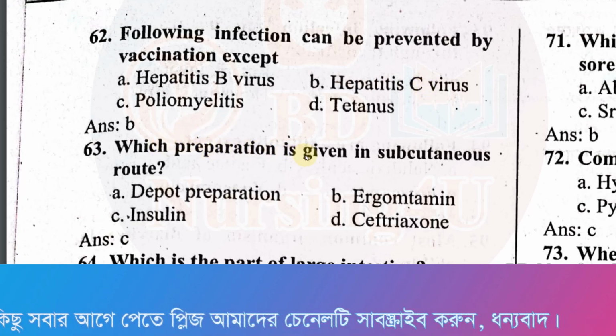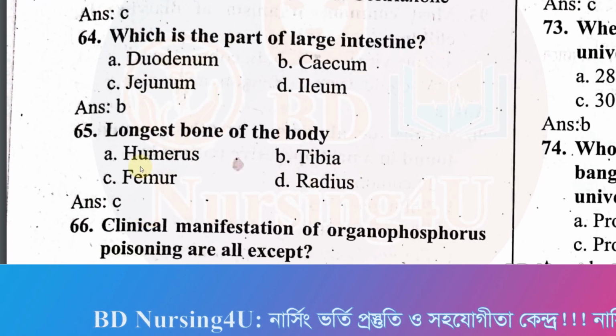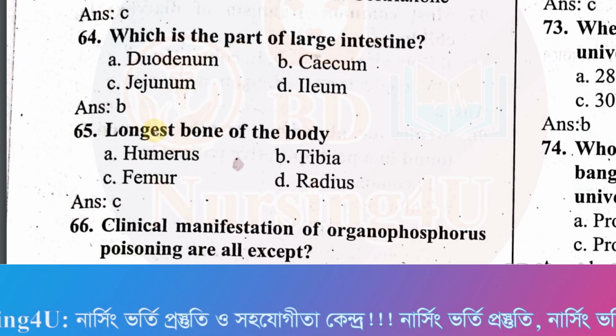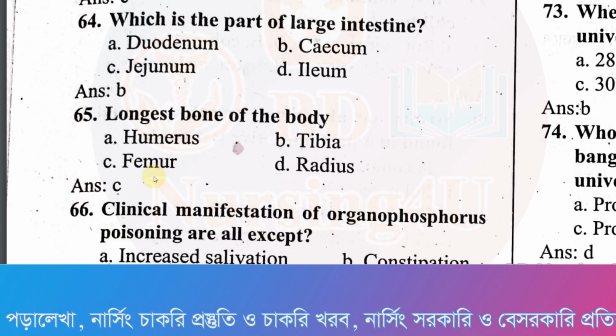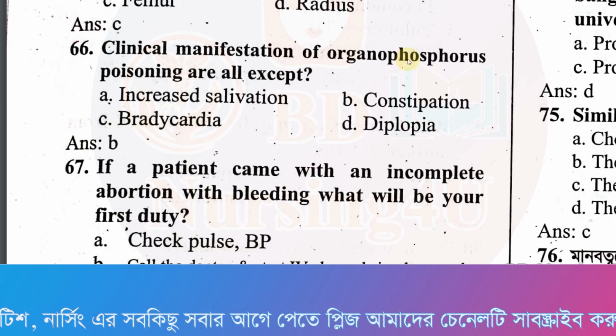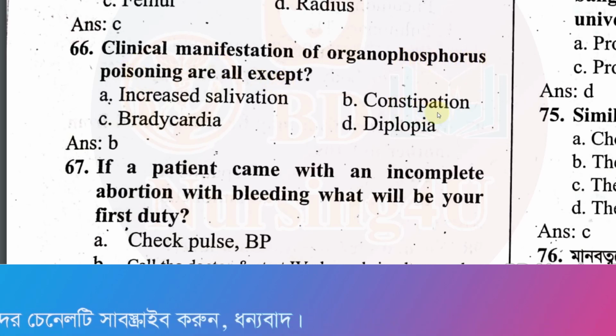Which preparation is given in subcutaneous route? Insulin. Which is the part of large intestine? Cecum. Longest bone of the body? Femur. Clinical manifestation of organophosphorus poisoning are all except constipation.